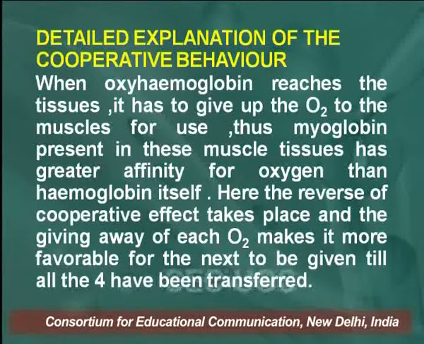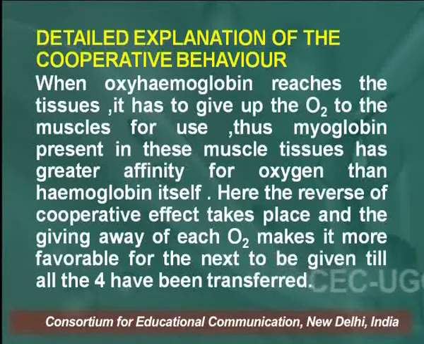So the myoglobin which is present in the muscle tissues has a greater affinity for oxygen than hemoglobin. Hence hemoglobin releases its oxygen to myoglobin, and therefore the reverse of the cooperative effect takes place, and the giving away of each oxygen makes it more favorable for the next to be given till all the 4 oxygen molecules have been transferred.